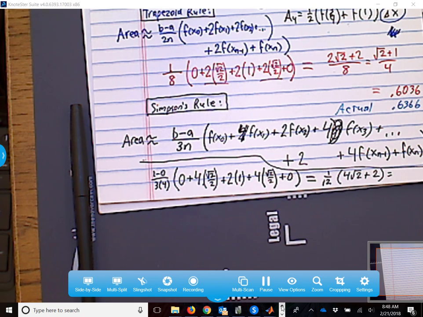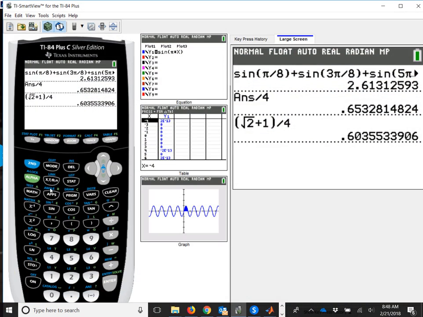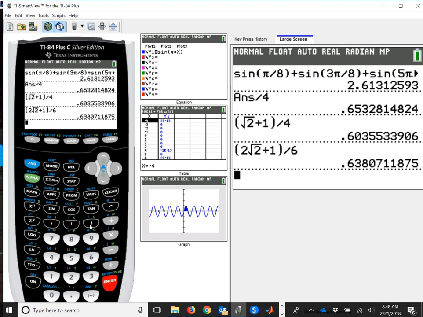So if I go back to the calculator, I'm just going to do second entry. I almost have that written. 4 radical 2 plus 2 over 12, that's the same as 2 radical 2 plus 1 over 6. Let me insert a 2 here. 2 radical 2 plus 1 over 6, and let's see how close we come to the answer. Ah, check that out. That's closer, isn't it?